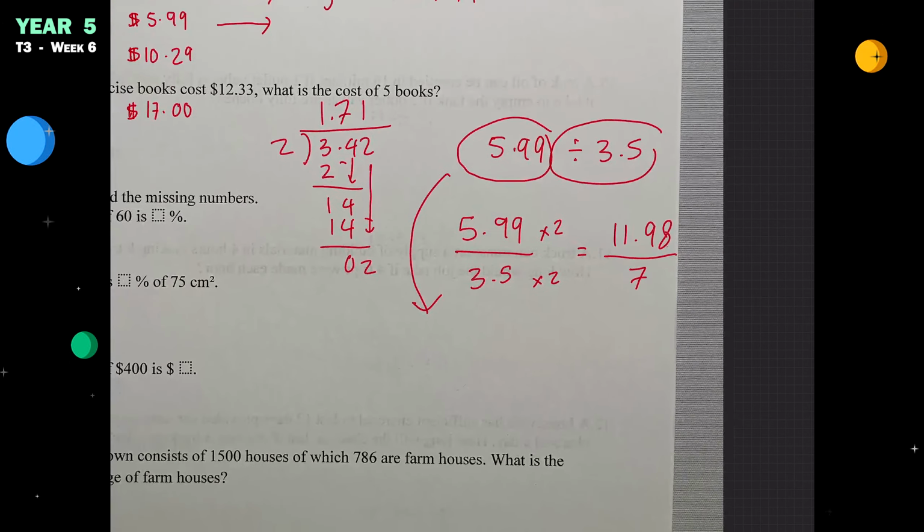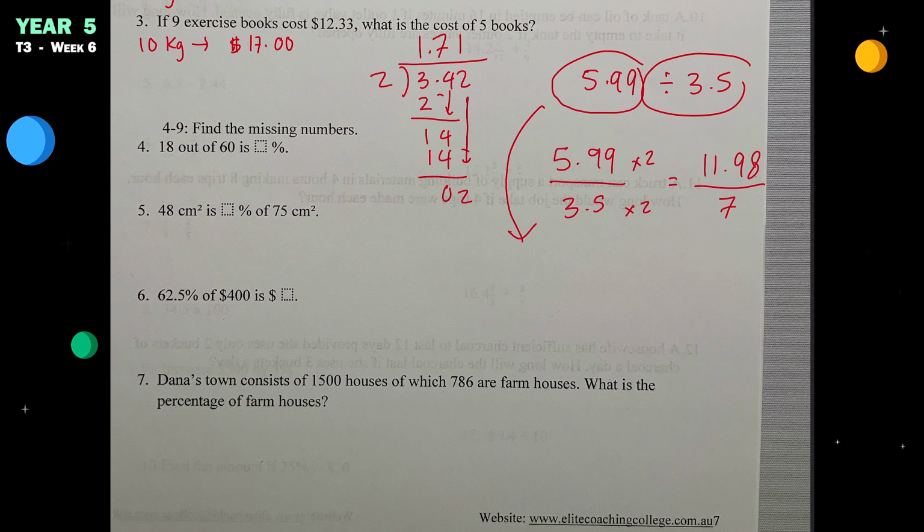Alright, so let's just do this one instead. This will be a lot easier to do. So I'll do 11.98 divided by 7. 11 divided by 7 would give me 1. 1 times 7 is 7. Take away, we get remainder 4. Bring the 9 down. 49 divided by 7 will give you 7. 7 times 7 is 49. Take away, get no remainder.